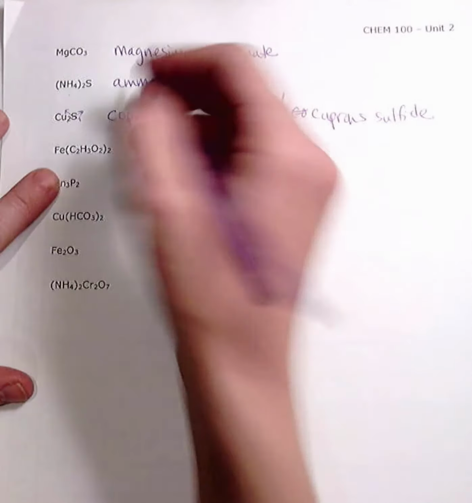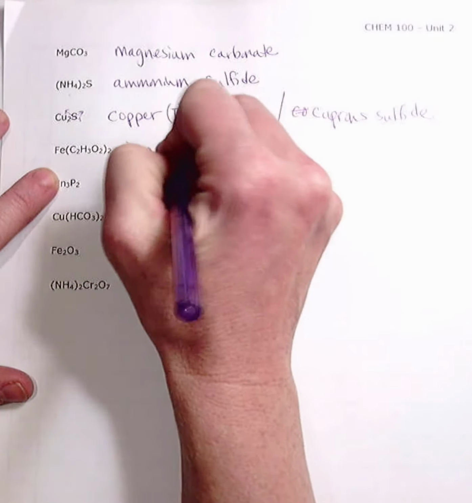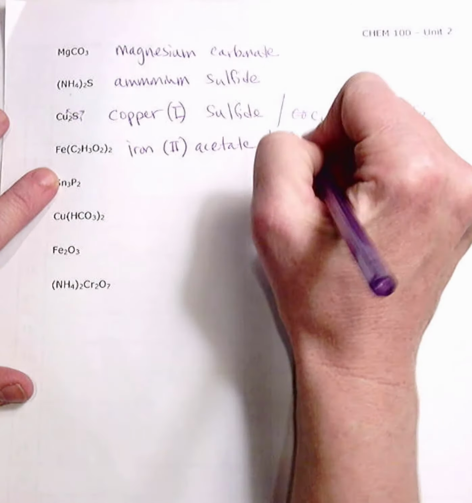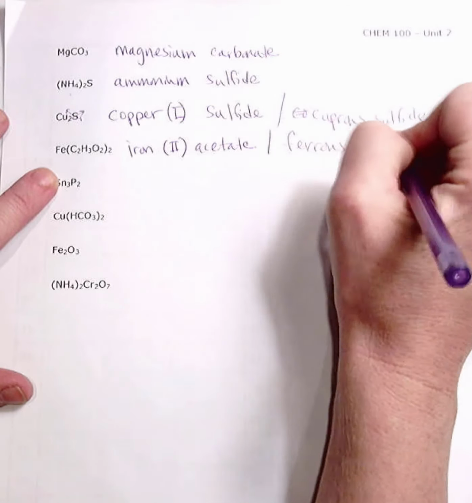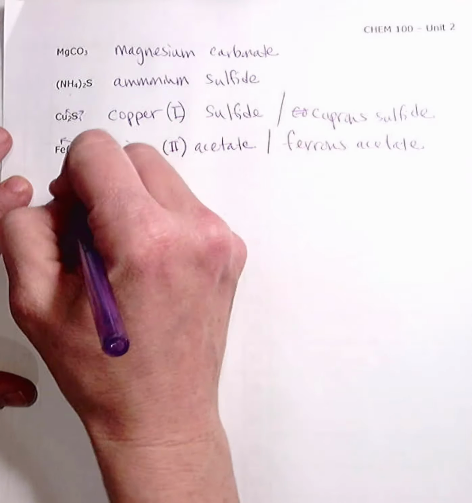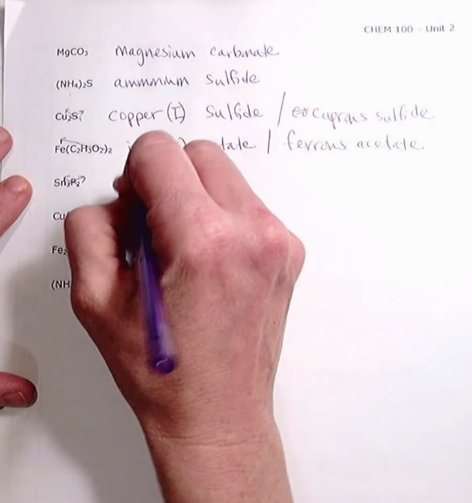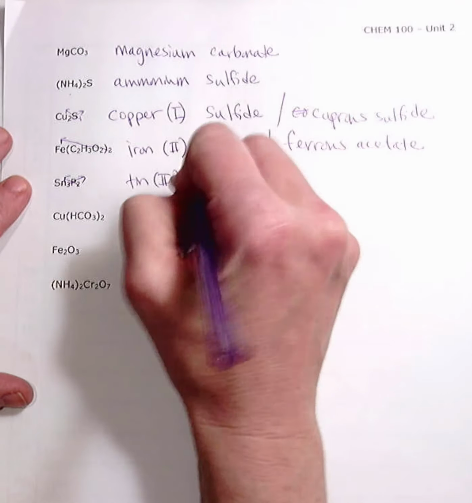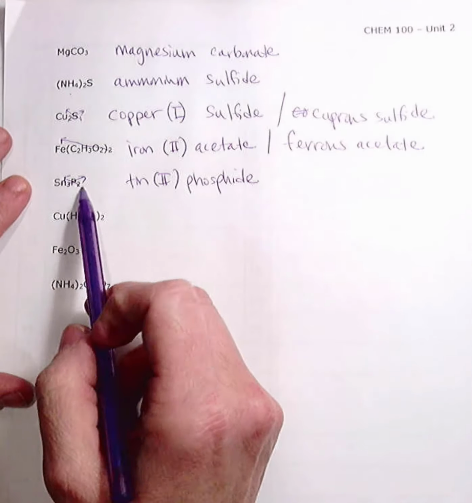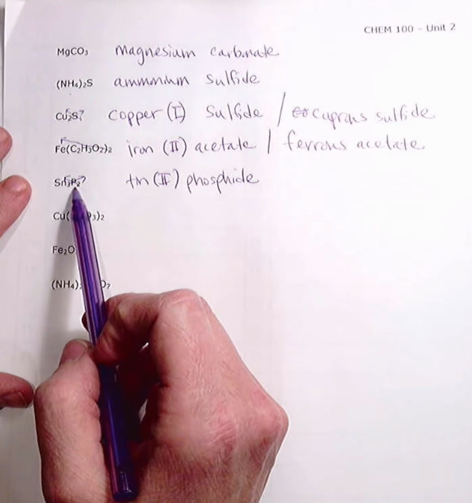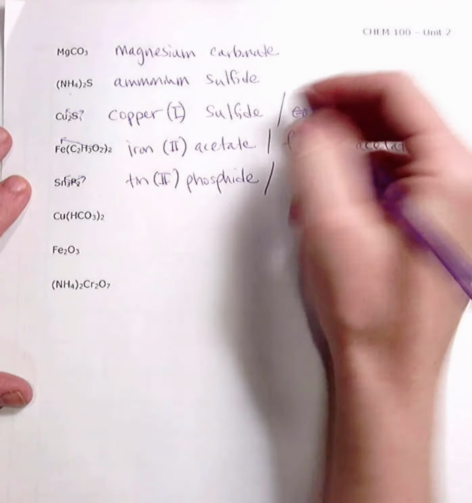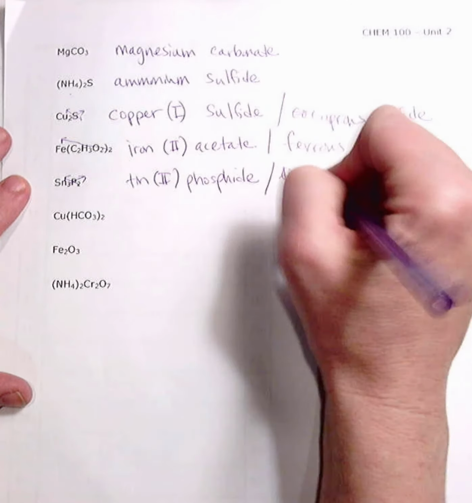Okay, so this is iron 2 acetate or ferrous acetate. How did I know it was 2? I raised up that 2. Okay, this is tin 2 phosphate. Oh, phosphide. It's not phosphate. That's a good mistake that I made. PO4 is phosphate. P and PO4 are very similar, but they are not the same. Tin or stan.